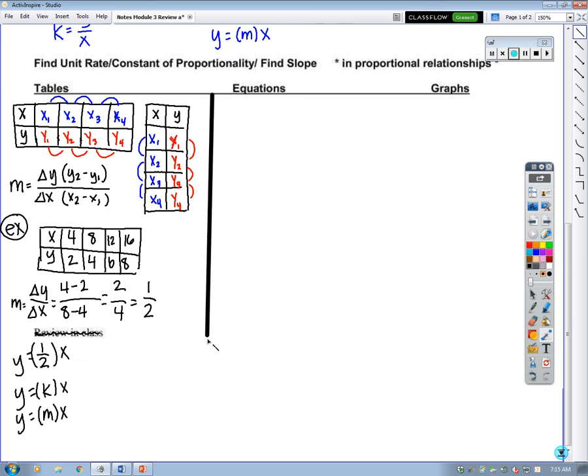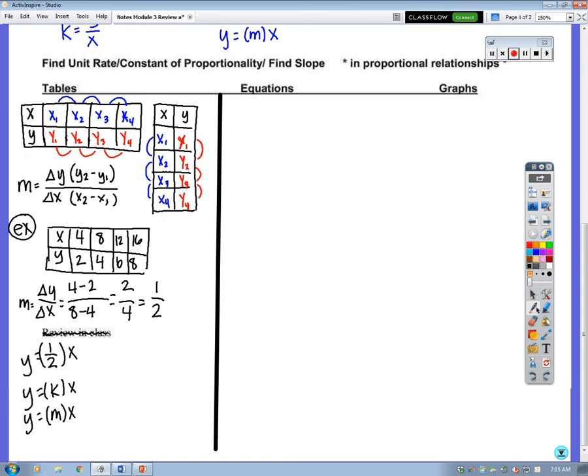I'm just going to separate these here. Now let's look at how we can do equations. If I've got 3 equations here, I'm just going to give you 3 examples. Remember that my equation is y equals k times x, or y equals m times x. This is the constant of proportionality. This is the slope. In proportional relationships, they are the same thing. I'm saying that a lot because it's important.